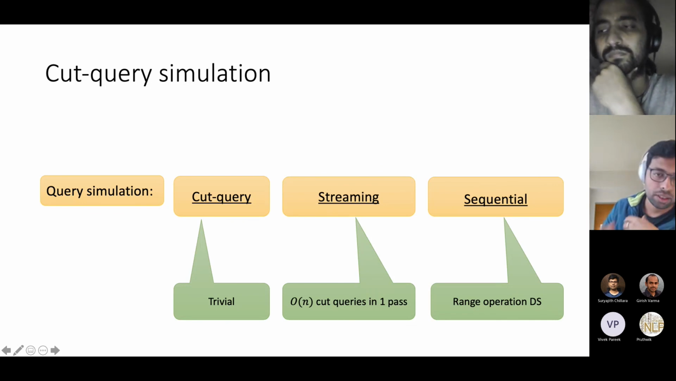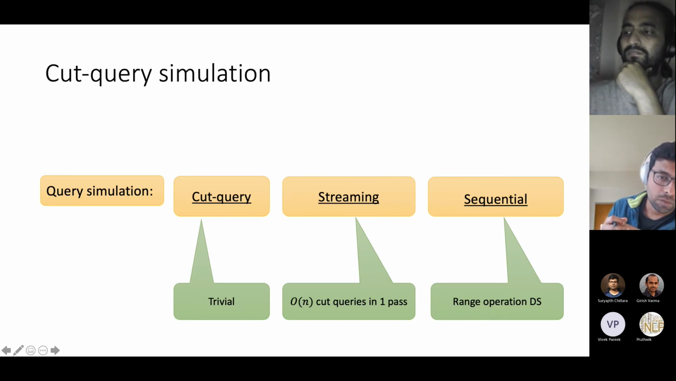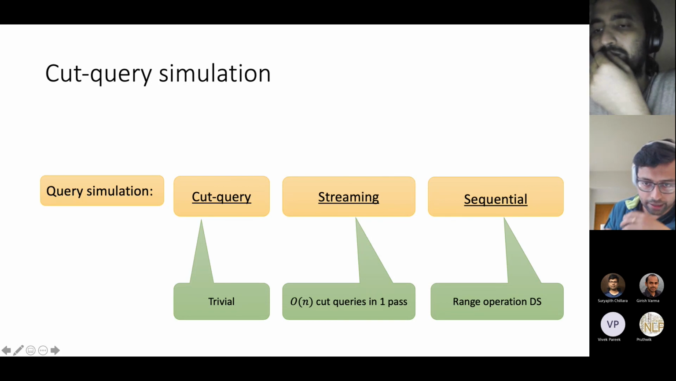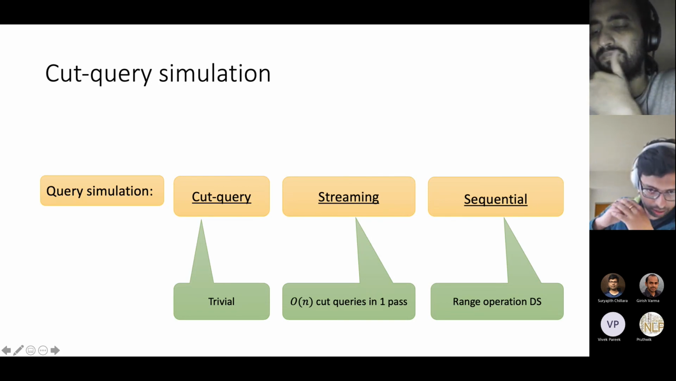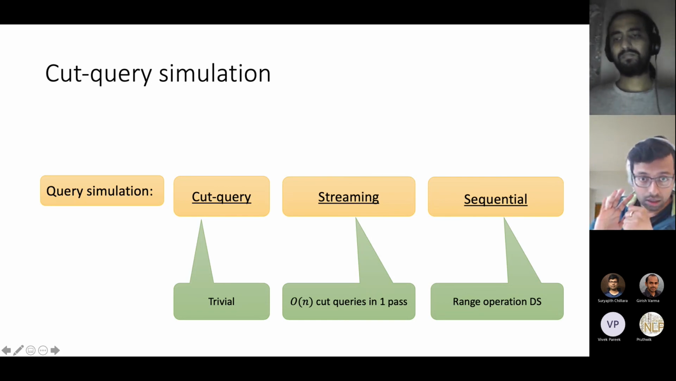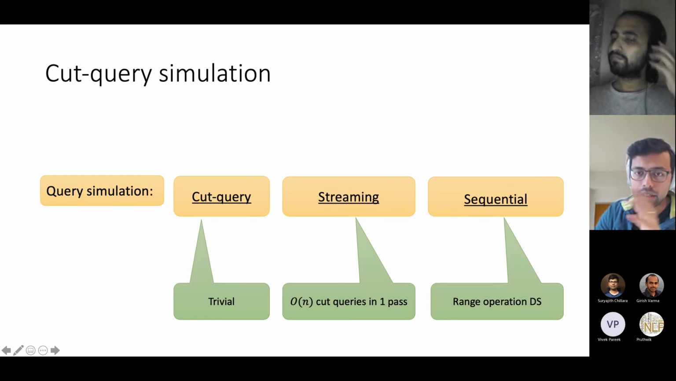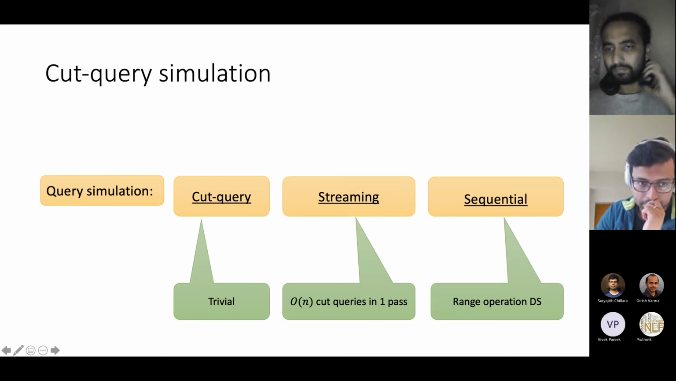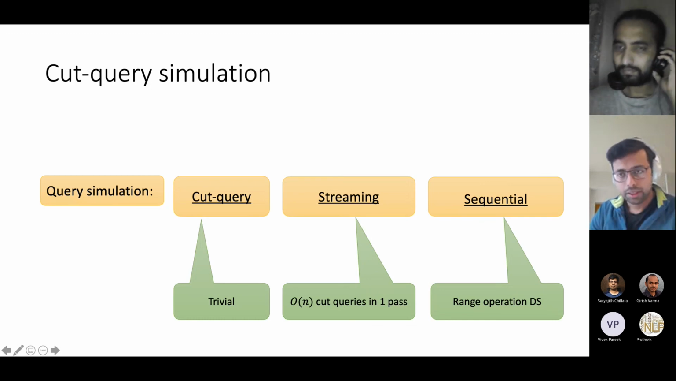In the streaming, however, you can simulate order n many cut queries in one pass, and because we have used the divide and conquer technique, and the rest of the algorithm is parallel enough, we get the streaming algorithm in total log n many passes. Okay.